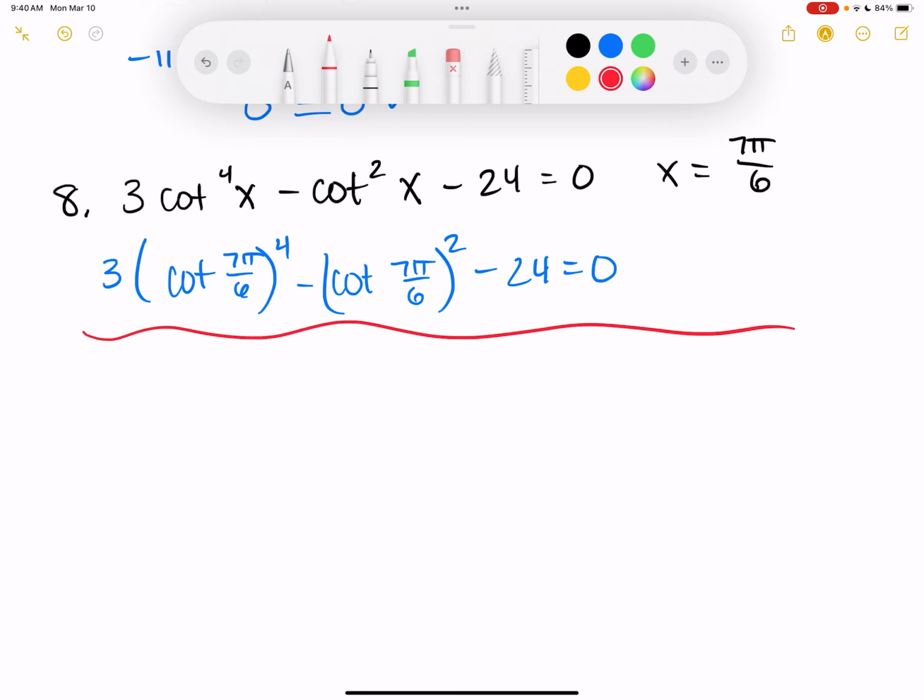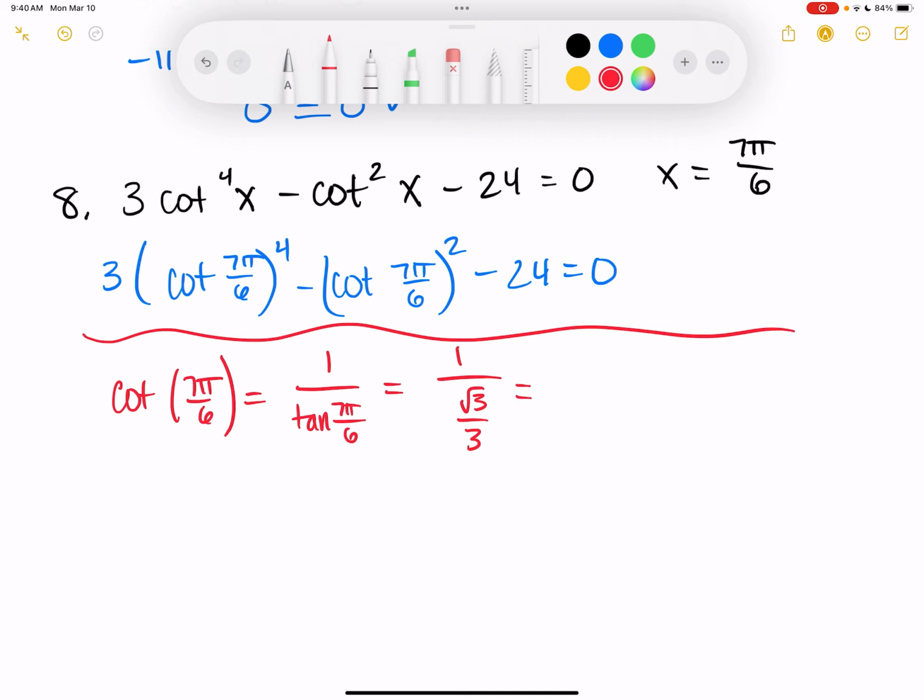So this would be the same as 1 over the tangent of 7 pi over 6. So what is the tangent of 7 pi over 6? This is 1 over root 3 over 3, or 3 over root 3, which is 3 root 3 over 3, or just root 3. Okay, so all this little intermission was to solve what's in the parentheses here. Now I'm picking it back up.